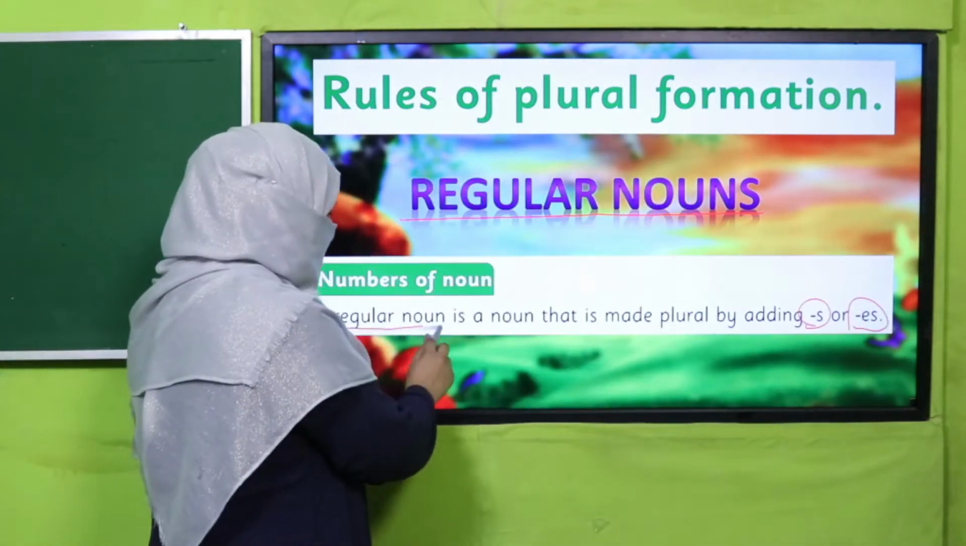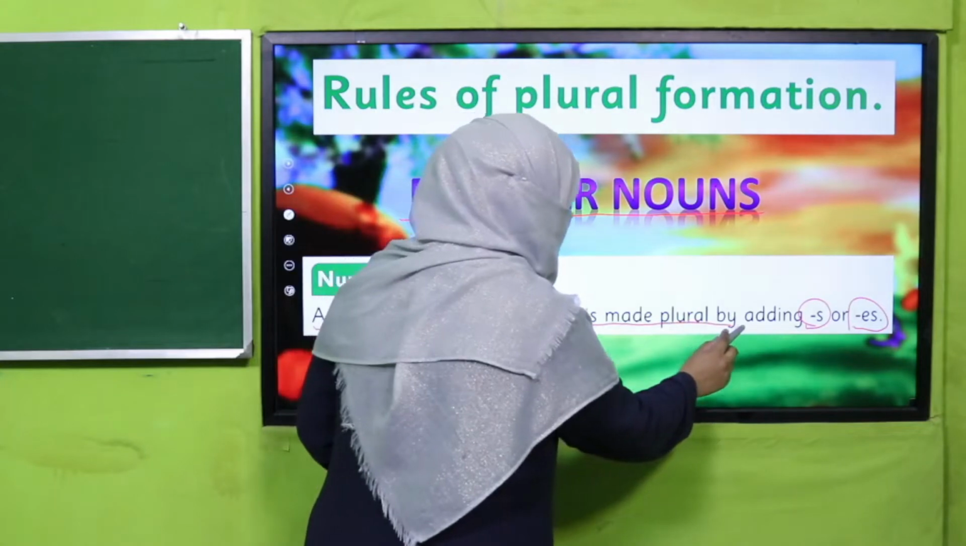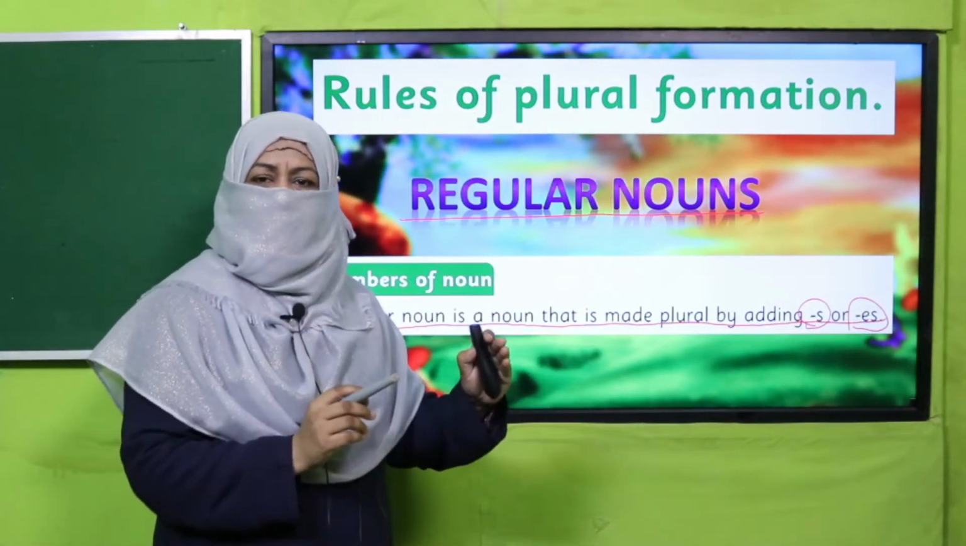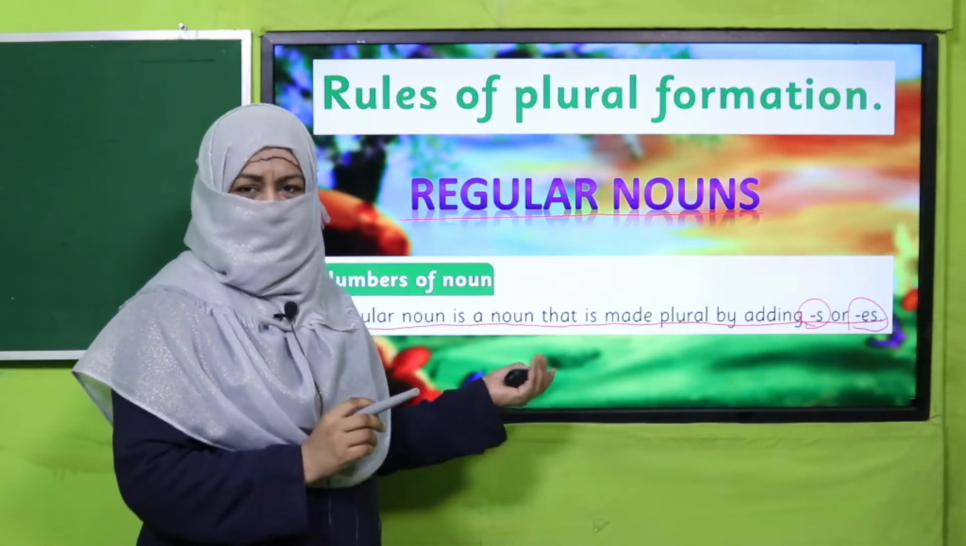So a regular noun is a noun that is made plural by adding s or es. Very simple. You write the singular, you add s or es, and it becomes a plural noun. Okay, how do we do it?